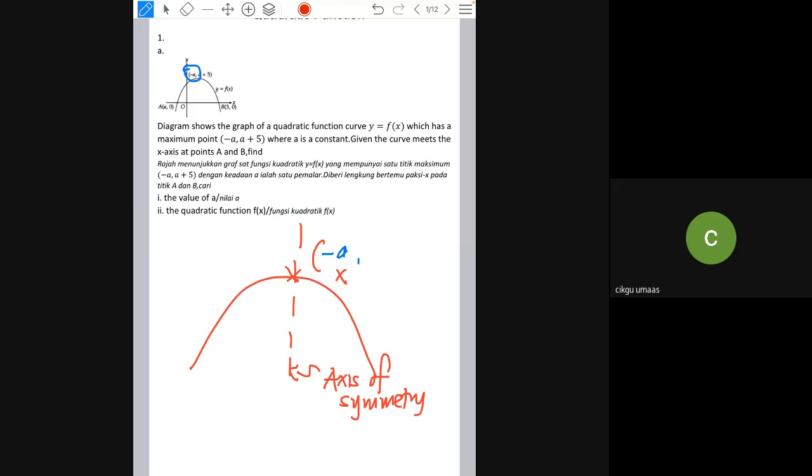Next step, what I know is it cuts the X axis at two places. One is 3 and the other one is A. By using this coordinates of X, I can use this to find the equation of the axis of symmetry. How do I go about it? This is what we do. We take A plus 3 divided by 2, I will get the equation of the axis of symmetry. Any question? From this, you can solve and find A as normal.